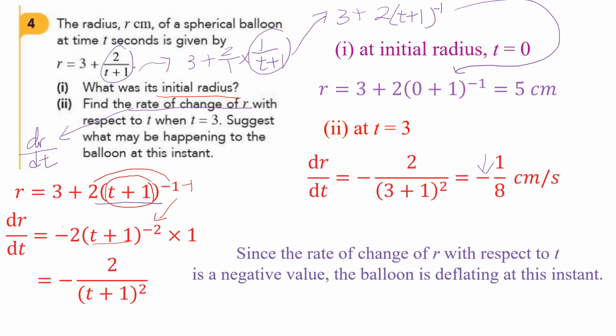Right, so this is how you explain it, the professional way of explaining it. Since the rate of change of r with respect to t is a negative value, negative 1 over 8 is a negative value, the balloon is deflating at this instant. That means at t equals to 3 seconds, the balloon is getting smaller. This is what it means.